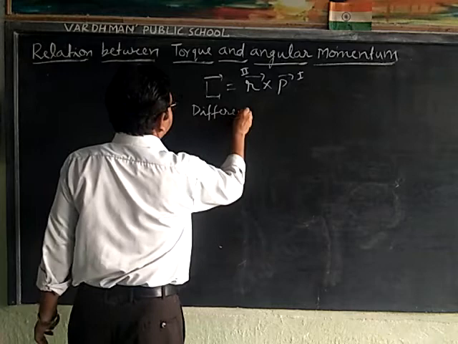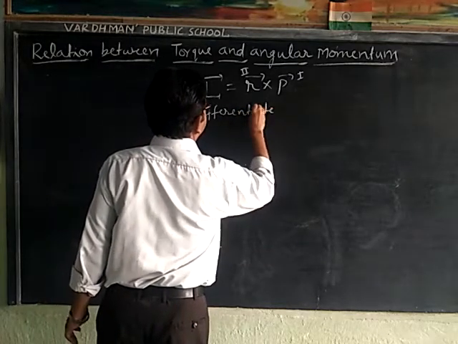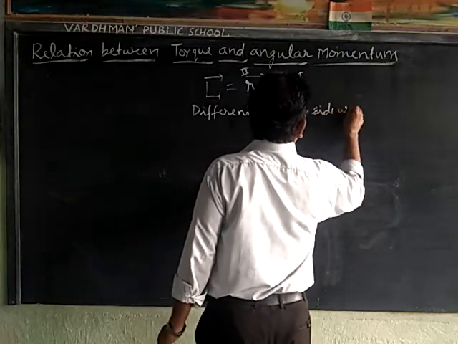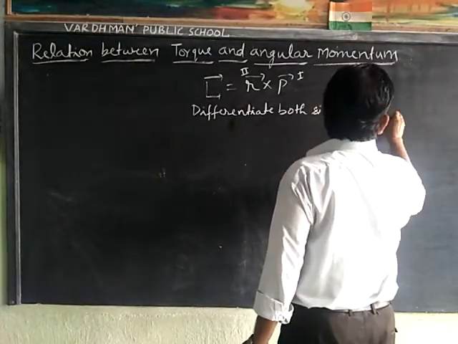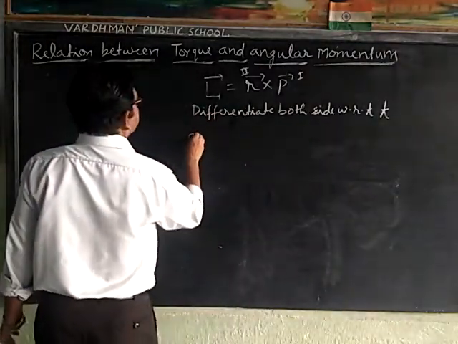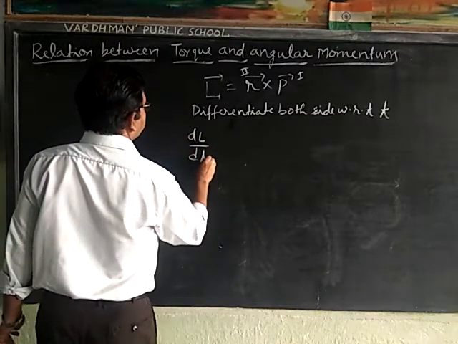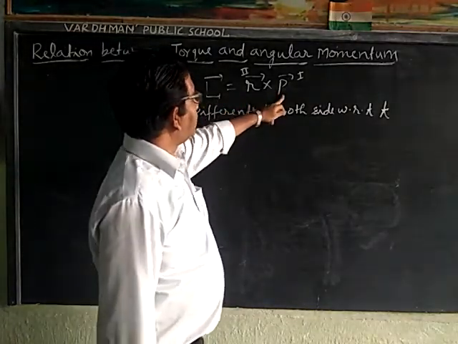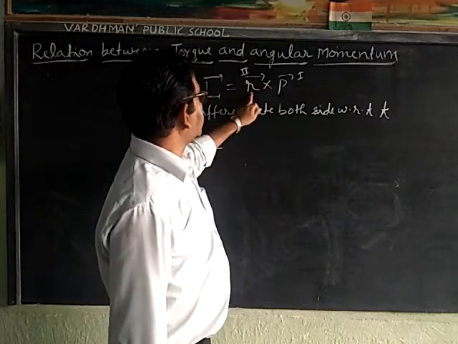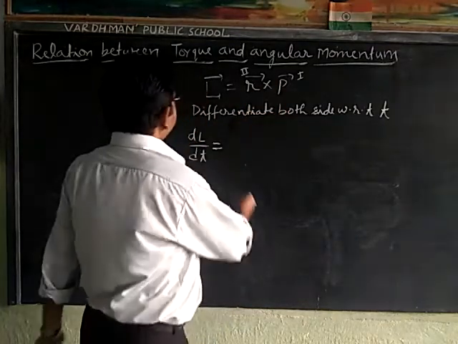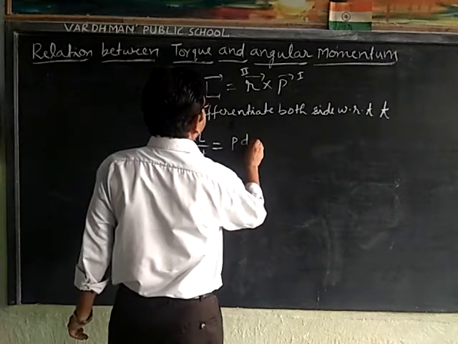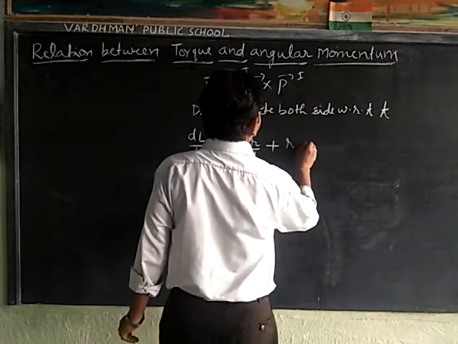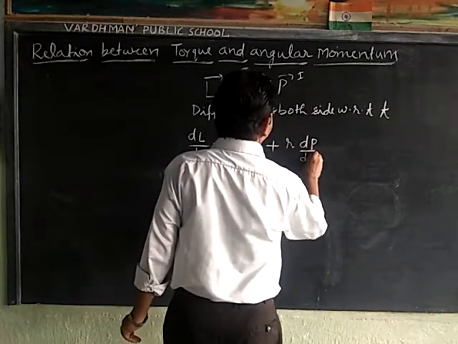Then it becomes dL upon dt, which is the first function into differentiation of the second plus the second function into differentiation of the first.